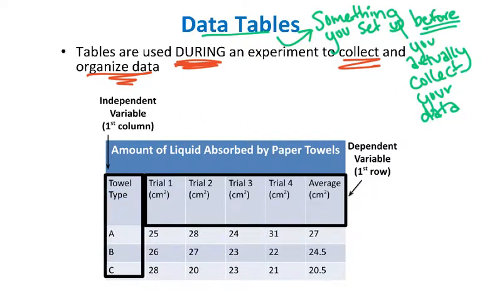Down here, this would be an example of a data table. As you can see, there's a bunch of data filled in down here. This data table was set up before the experiment was over. It was set up before it was actually time to collect data. And then whoever the scientist was, they used this data table to record their measurements at the end of their experiment.